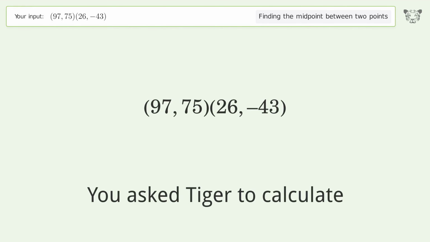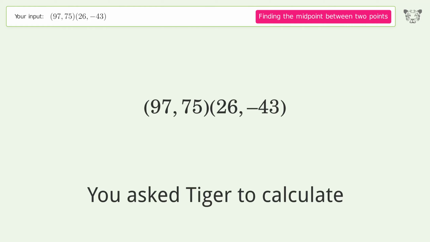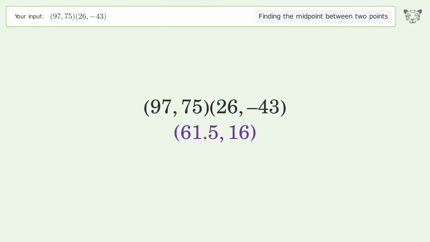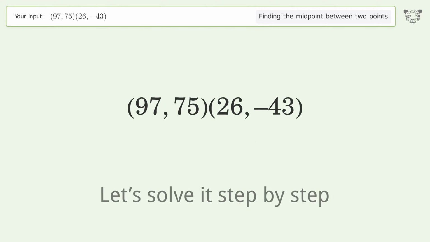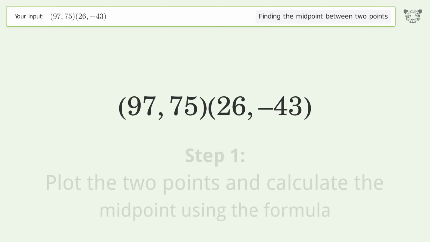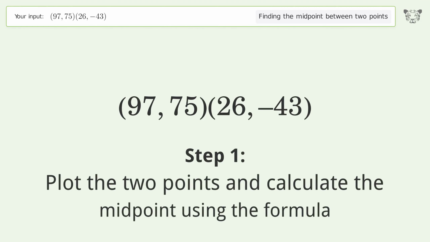You ask Tiger to calculate. This deals with finding the midpoint between 2 points. The midpoint between the 2 points is 61.5, 16. Let's solve it step by step. Plot the 2 points and calculate the midpoint using the formula.